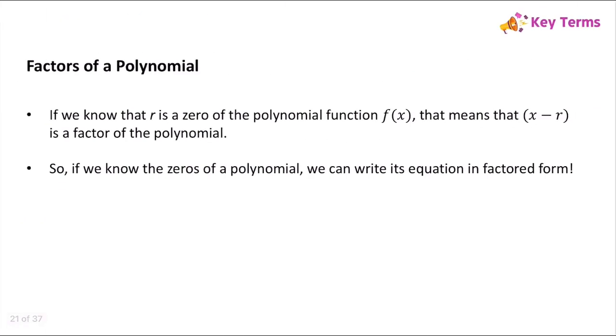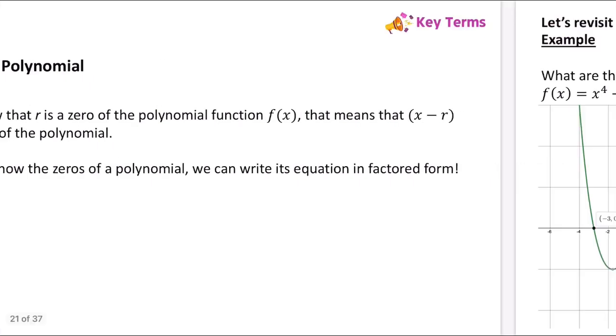Another thing we can do is tie this into the factors of the polynomial. If we know that a value r is a 0 of the polynomial function f of x, that means x minus r is a factor. So if you know the zeros, you can write the equation in factored form.